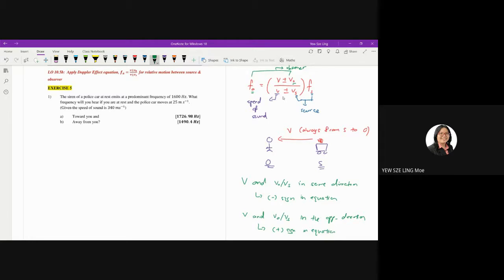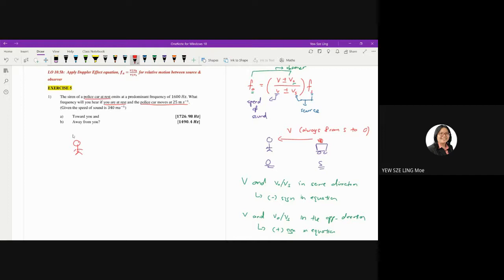And basically that is a summary for exercise 5. Very simple. You just look at what happens to the frequency, whether the frequency is getting higher or lower. Now let's look at exercise 1. The siren of a police car at rest. A police car at rest emits a sound at a frequency of 1,600 hertz. What frequency will you hear if you're at rest and the police car is now moving at 25 meters per second?